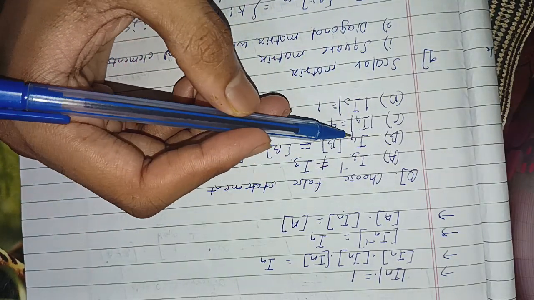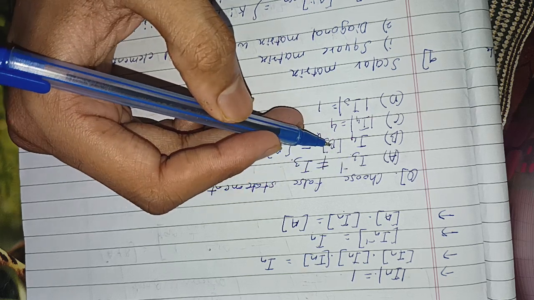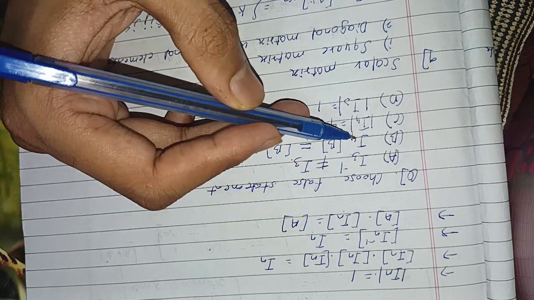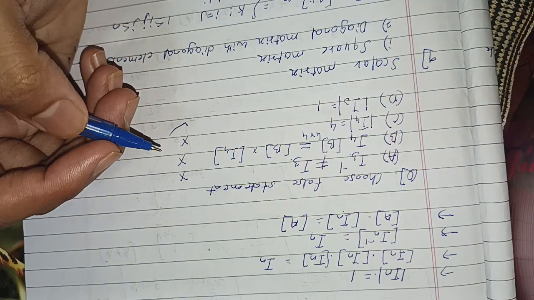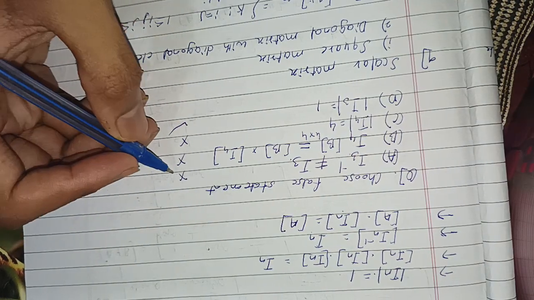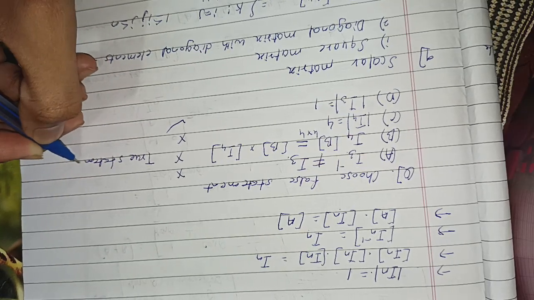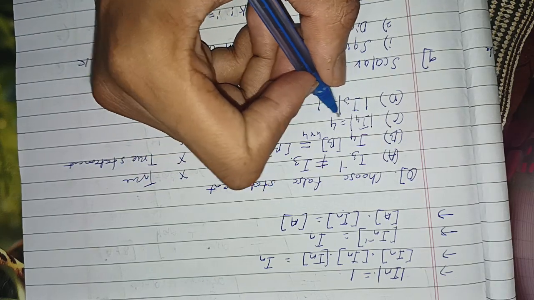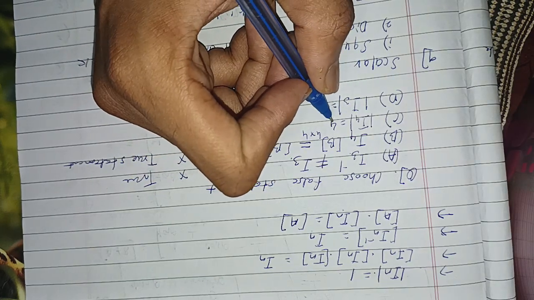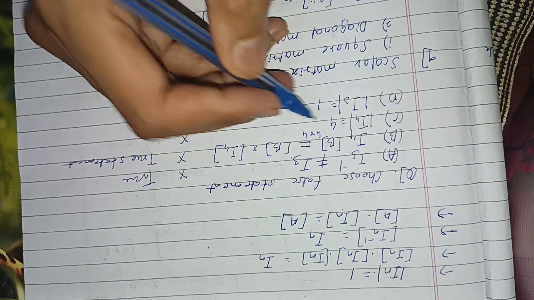Here they are saying In into matrix B. Anything into matrix B is matrix B, because In is 1. So this is also a true statement. This is also true. So I4 is equal to 4. This is wrong, because the In value is always 1. So this should be 1.